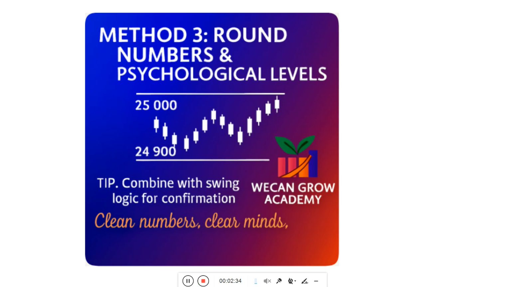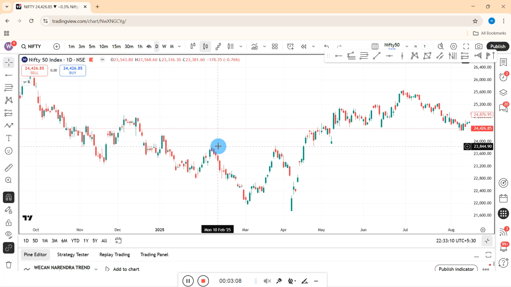The third method is round numbers and psychological levels. Traders love clean numbers. In case of Nifty, we say 25,000, 24,900. These round levels often act as a magnet. They are easy to remember and tend to attract attention. Combine these with swing highs and lows for confirmation. Clean numbers, clear minds. Now, let me show all the three methods of how to draw them in the TradingView chart.